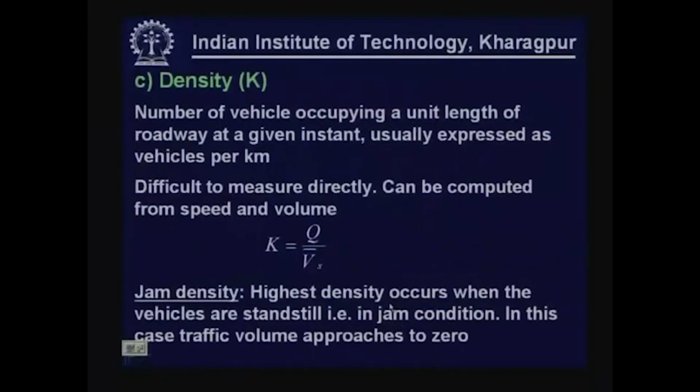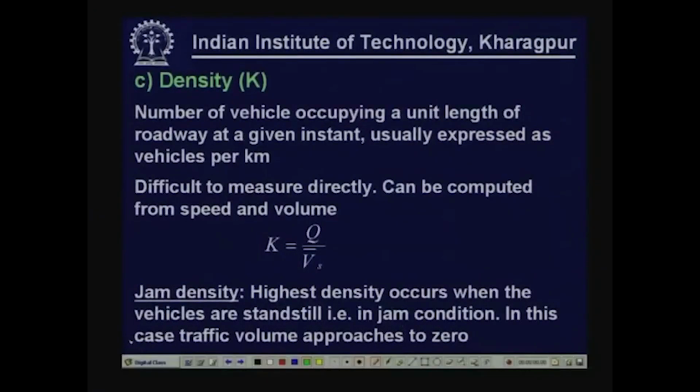So, there it is, really meaningful. Now, the density, the third macroscopic measurement, is basically the number of vehicles occupying a unit length of the roadway at a given instant. It is usually expressed as vehicles per kilometer, not per hour. So, over a length, take a 1 kilometer road, how many vehicles are there? So, n vehicles per kilometer, that is the density.